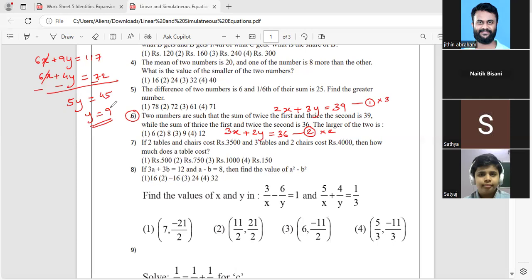Y equals 9. Then we'll take the first equation, 2x plus 3y. 9 times 3 is 27, and 39 minus 27 is 12. So 2x is 12, so x is 6. And then the larger number is 9, of course.